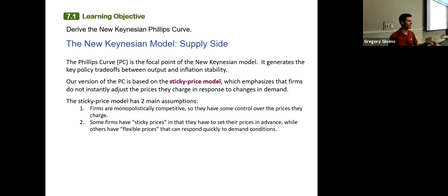Okay, questions about the assumptions then. All right, so the first thing we want to do here is derive the new Keynesian Phillips curve. See if we can develop a coherent microeconomic story for its foundation. Okay, now what does microeconomics tell us? You guys, hopefully you'll remember this.